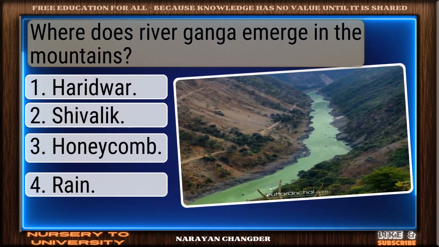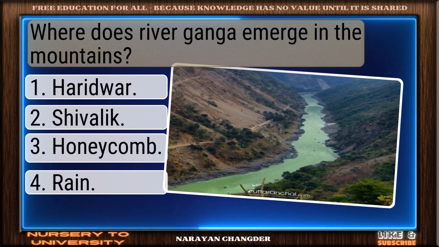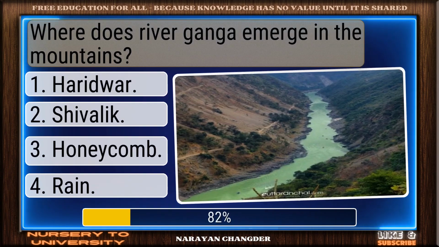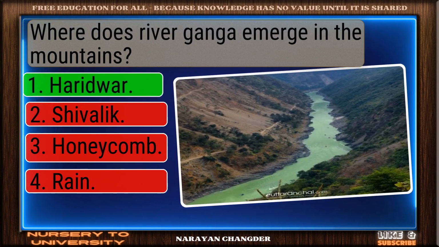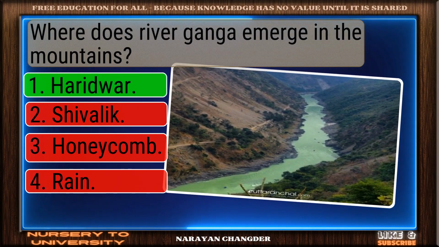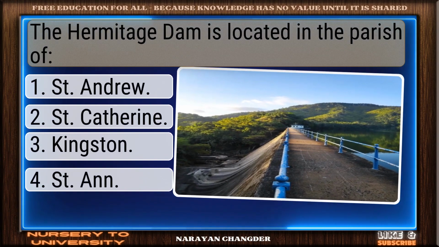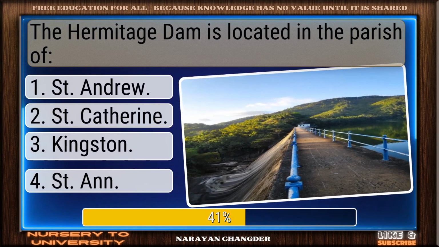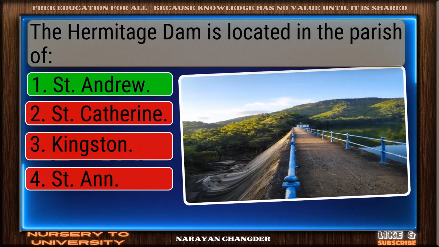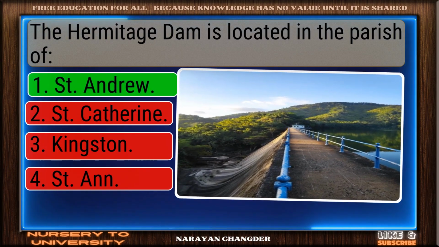Question number 131. Where does River Ganga emerge in the mountains? Excellent choice. Haridwar is the right answer. Question number 132. The Hermitage Dam is located in the parish of. Well done. St. Andrew is the right choice.